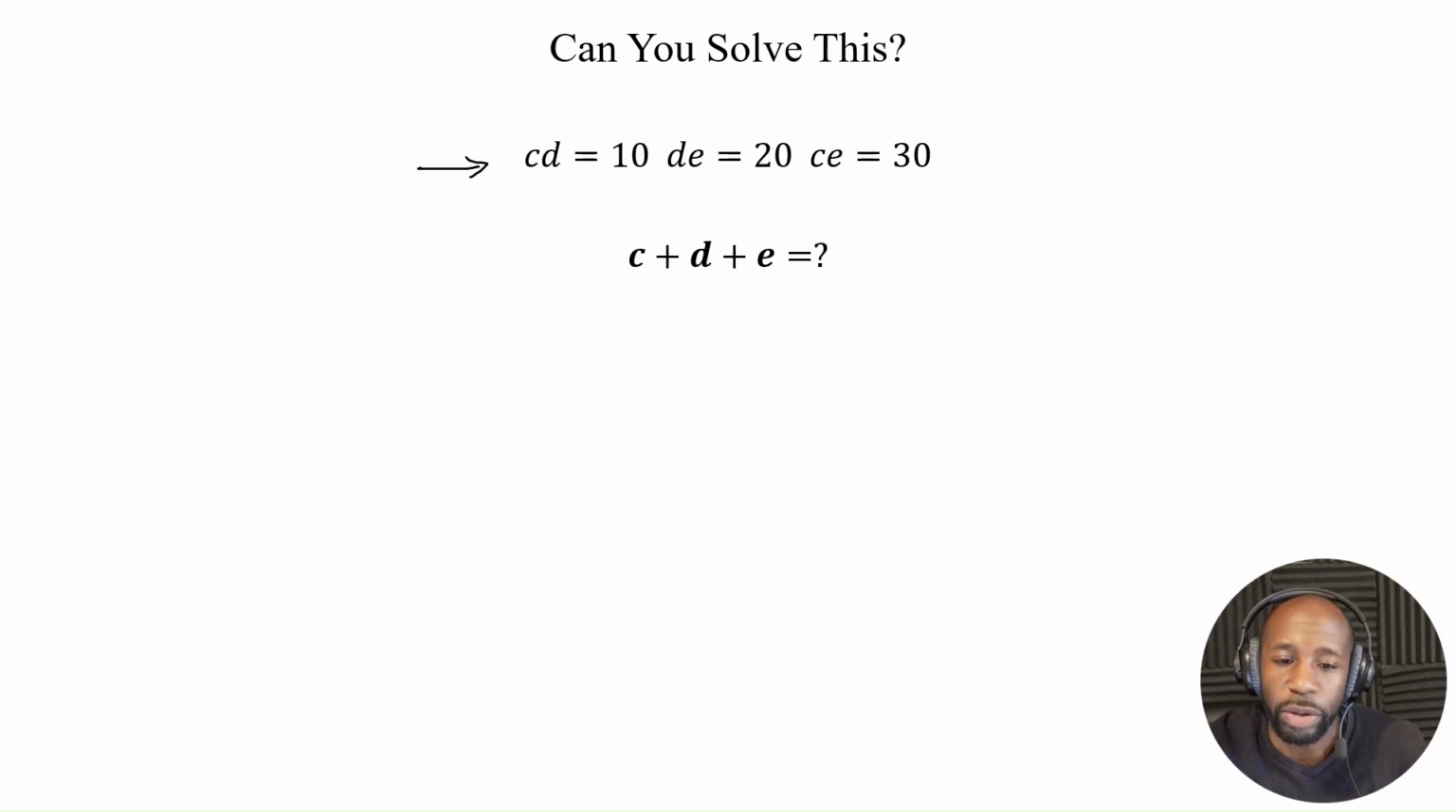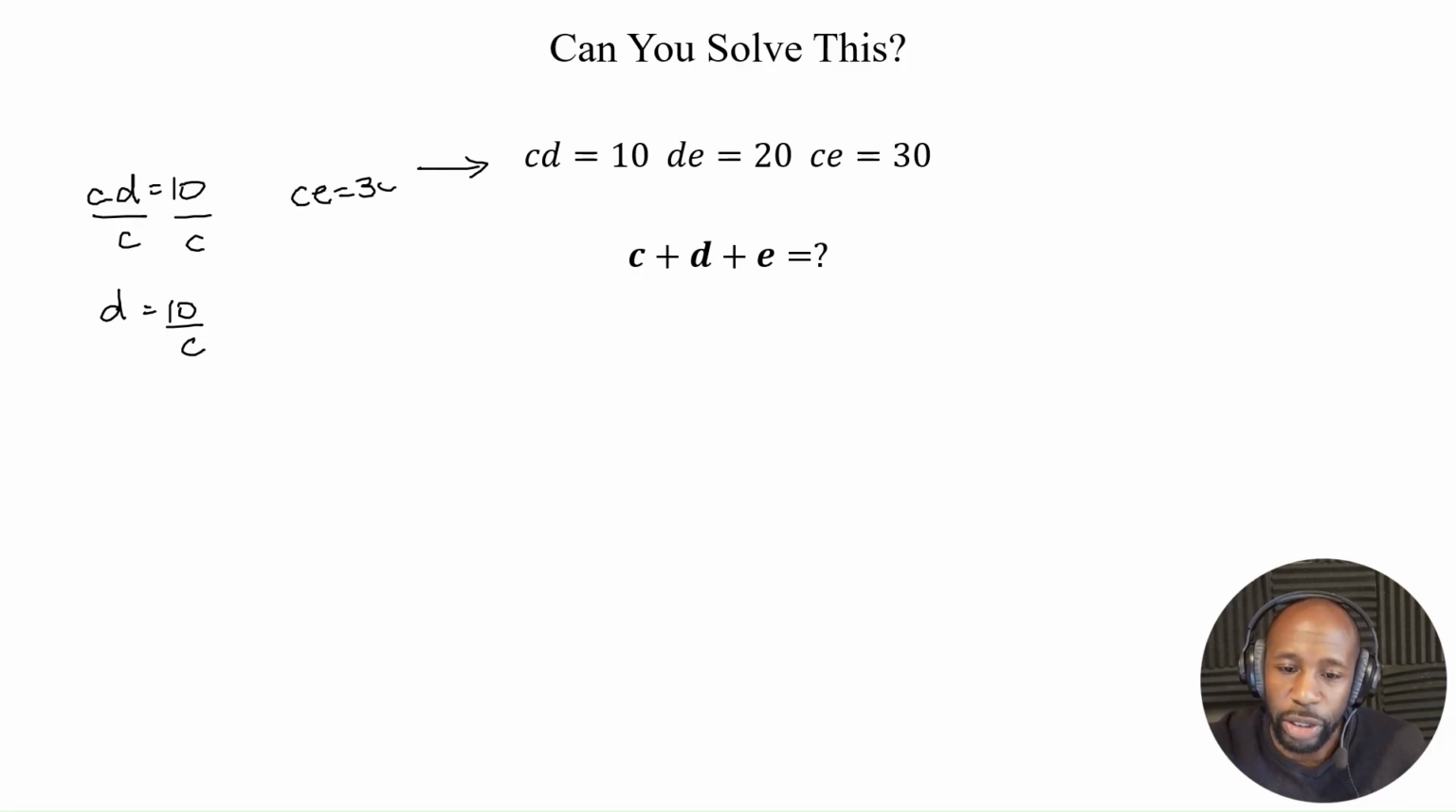All right, so if CD, for example, equals 10, I'm going to solve for D. D should be equal to 10 over C. Now let's solve CE equals 30 for E. So if CE equals 30, solving for E, then E is equal to 30 over C.